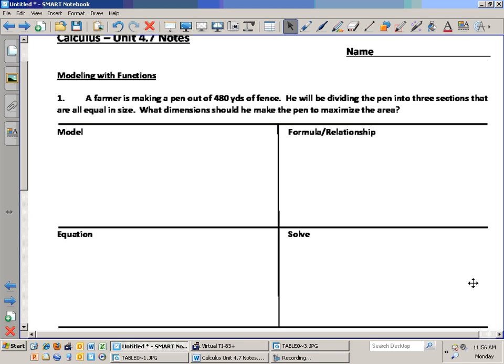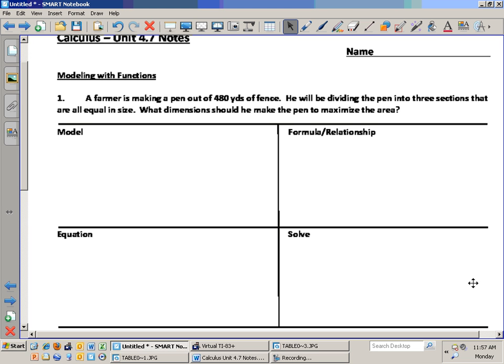So you don't have to write all this down, but this is generally how I try to think of these problems, and I'll show you how to work through this. A farmer is making a pen out of 480 yards of fence. He will be dividing the pen into 3 sections that are all equal in size. What dimensions should he make the pen to maximize the area?